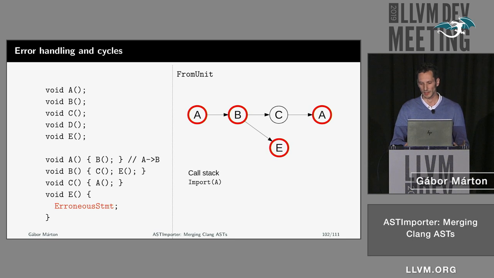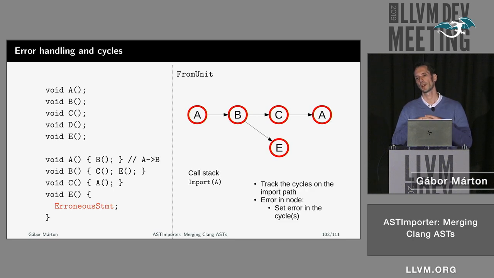So this is the reason why we must track cycles on every import path. So when we get back to A and we realize that there's an error, then we get the tracked cycles on previous import paths, and we will set an error for every node on the stored import paths.